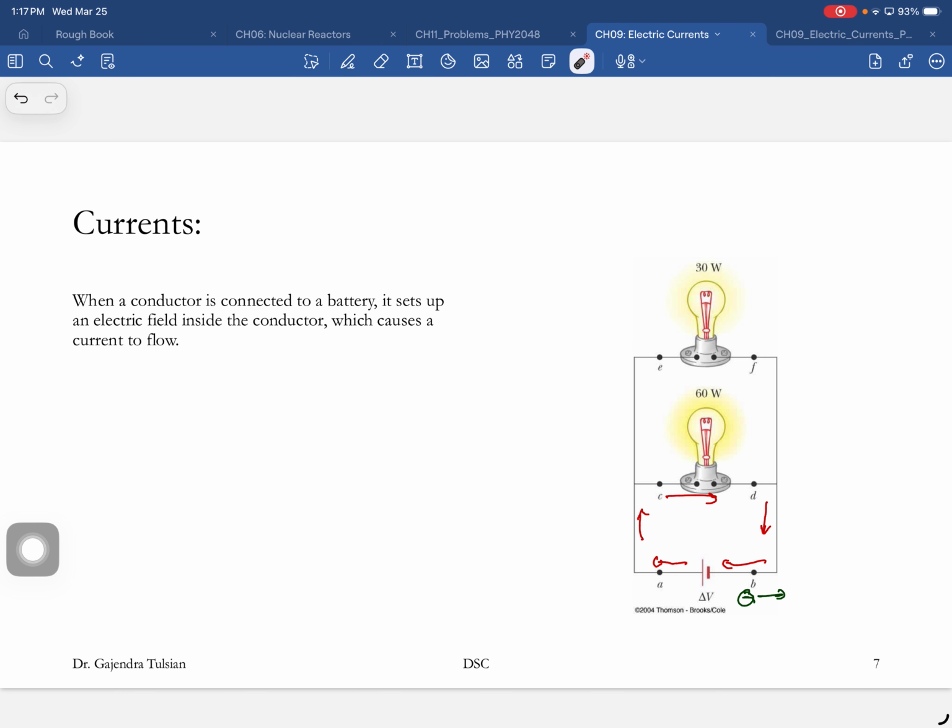What does a toaster do? It converts it into heat. So does an oven and so on. A fan converts it into mechanical energy.